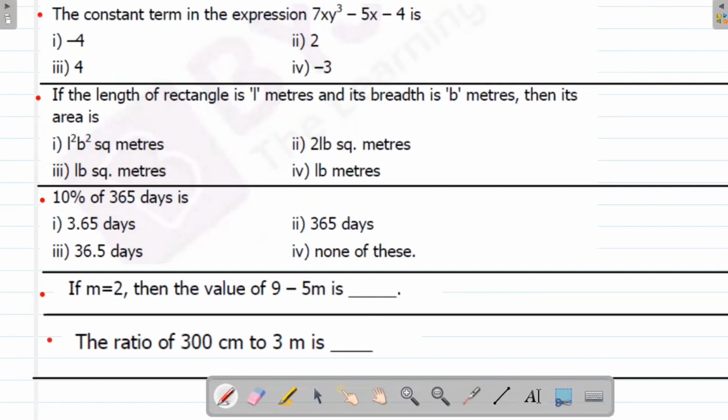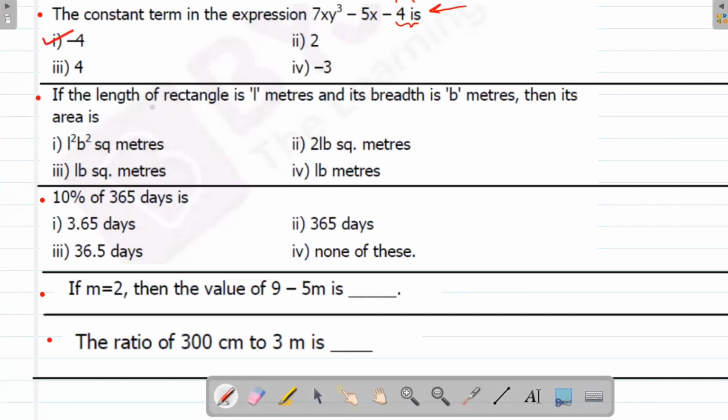Now this is an algebraic expression, in which three terms are there, right? In the first term, constant and variable both parts are there. In the second term again a constant and variable both parts are there, but the last term only contains a constant, so this last term we can call a constant term, and therefore our correct option is -4.